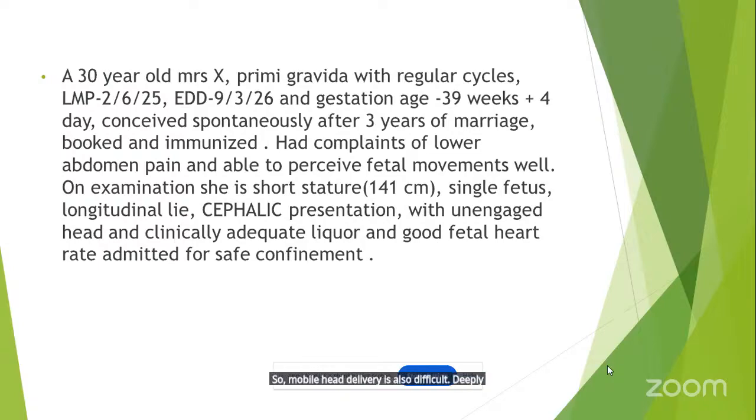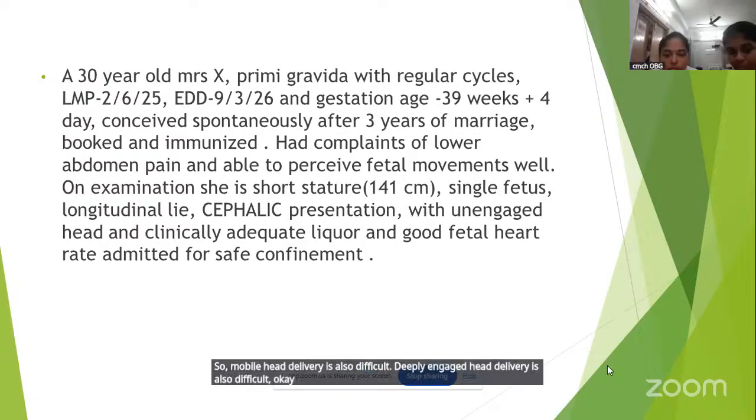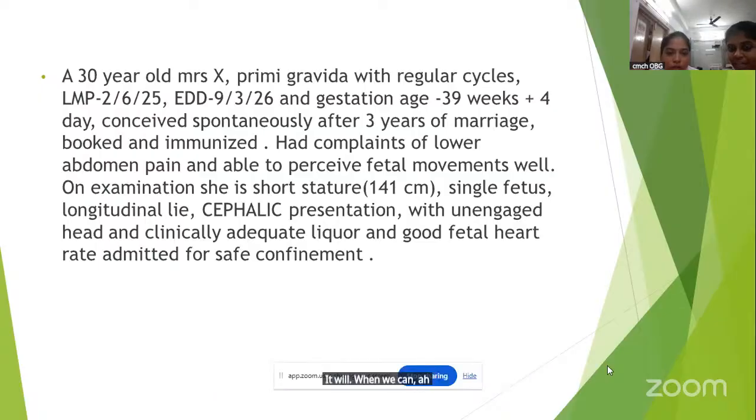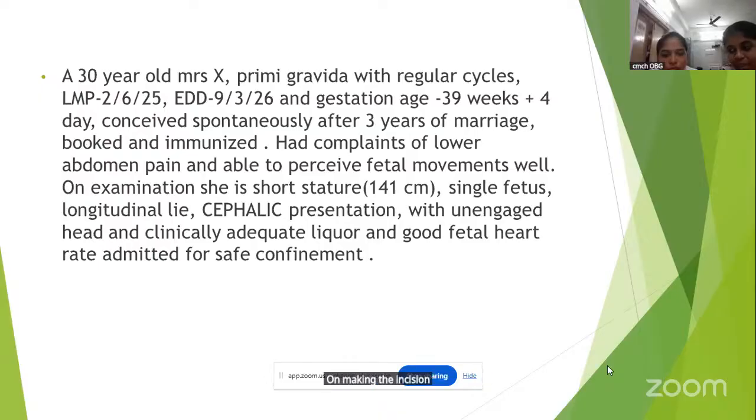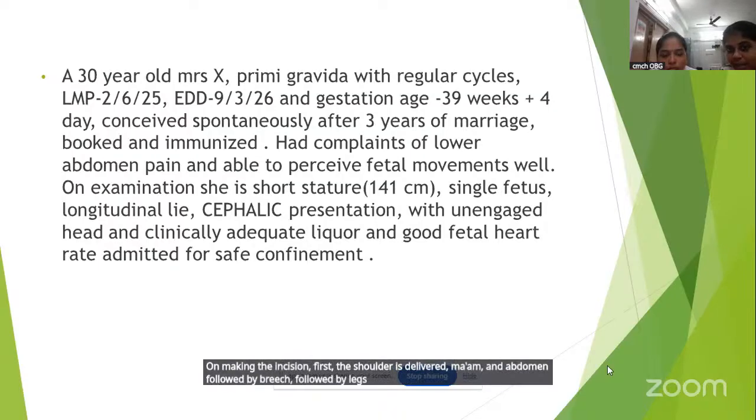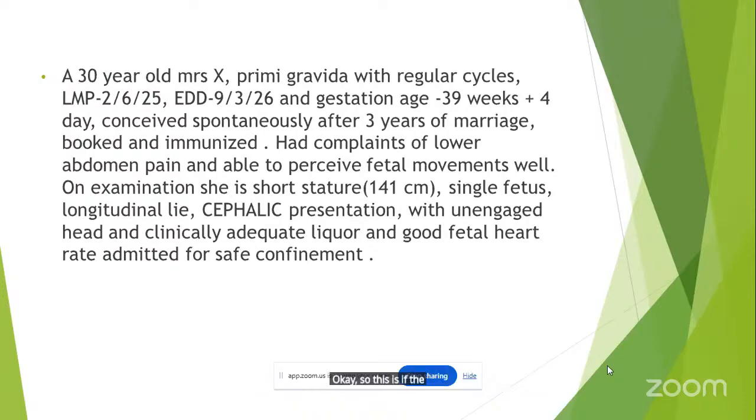Deeply engaged head delivery is also difficult. Yes, ma'am. Okay. So how will you deliver a deeply engaged head? Ma'am, with the help of an assistant pushing from the vagina, or by Patwardhan method, ma'am. Okay. So how will you deliver by Patwardhan method? On making the incision, first the shoulder is delivered, ma'am, and anterior abdomen, followed by breech, followed by legs, and after that the after-coming head, ma'am. Okay. So this is if the back is anterior. Anterior, ma'am.